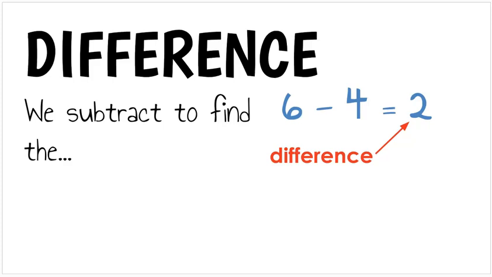Next we have difference. We subtract to find the difference. We see a subtraction problem here. 6 minus 4 equals 2. 2 is the answer. The answer to a subtraction problem is called the difference. So we subtract to find the difference.